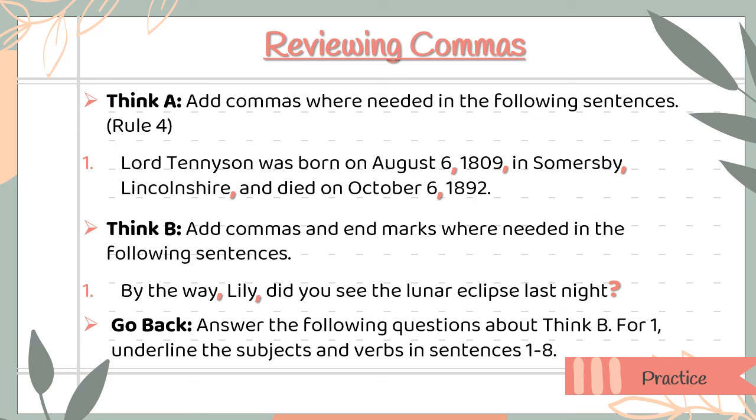For number 1, where it says what are the subjects and the predicates, you need to go through and underline the subjects and verbs in sentences 1 through 8 of Think B. You need to underline the subject once, the verbs twice. Make sure you find the complete verb. Complete subject, or not complete, simple subject, but both parts of the verb, if there's more than one word. If there's just one word in your verb, just that word, but if there's more than one, if your verb has a helping verb or if it's compound, make sure that you find all of them.